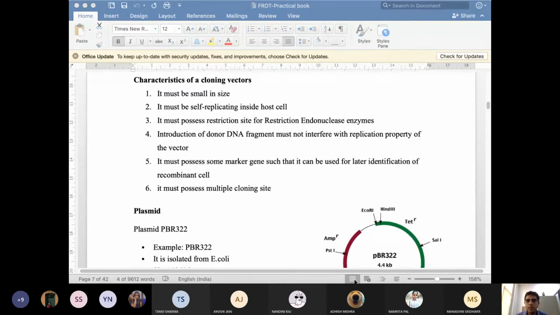Okay, so now we can continue. Now we're talking about cloning vectors. When we're talking about cloning vectors, what are their characteristics? The first characteristic is that it must be small in size. Now why should their size be small?